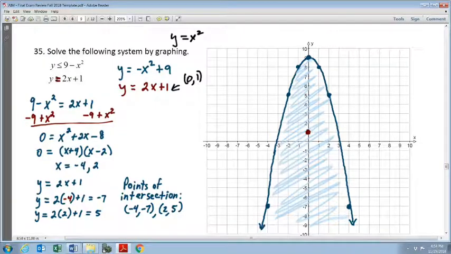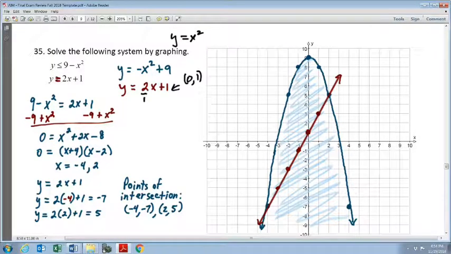So again, you want to use rise and run here. You're going to go up 2 and right 1. And notice if you go up 2 and right 1, you'll be at (2, 5). We could also go down 2 and left 1, down 2 and left 1, and sure enough, we're at that point, (-4, -7). The line looks like that.